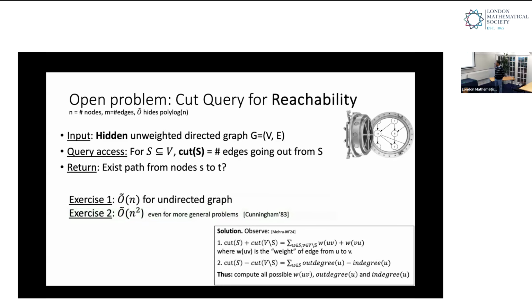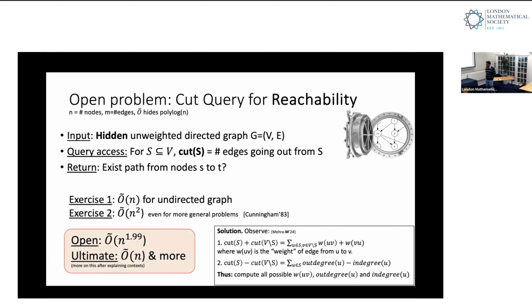Essentially, if you look at this equation, it's the cut of S plus the cut of the complement of S. Because it's a directed graph, these two numbers are different. You can write it as a summation of the weights of the edges. If you look at the subtraction, it's just the out-degree minus the in-degree of a bunch of nodes. That's the only thing you need to figure out. So you can figure out the out-degrees, the in-degrees, and all possible w_uv, the weights of the edges, by issuing O(n squared) queries. That will give you a solution for a bunch of problems.